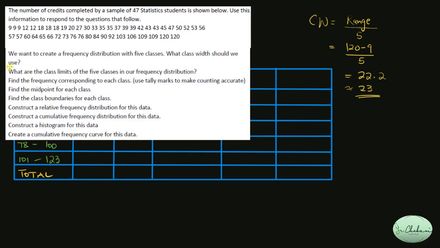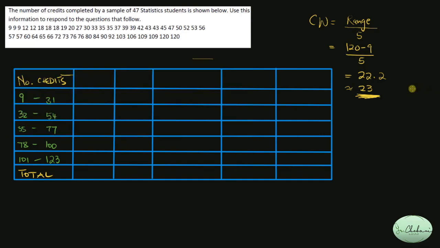We have answered the first question, which says we want to create a frequency distribution with 5 classes. What class width should we use? We found that class width to be 23. And then, what are the class limits of the 5 classes in our frequency distribution? We have covered that. We have written our upper and lower class limits. Find the frequency corresponding to each class. You can use tally marks to make your counting accurate. So the next question is to fill in our frequencies.